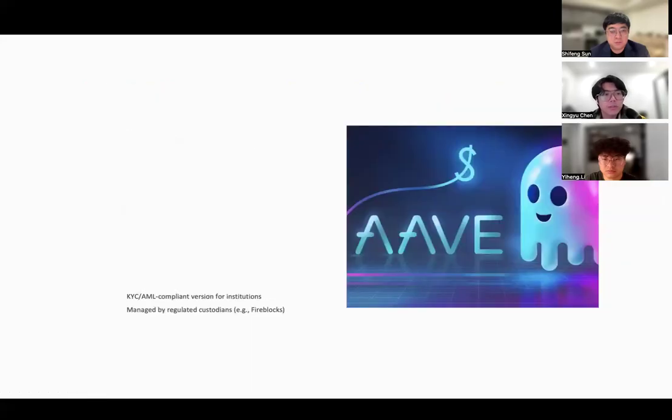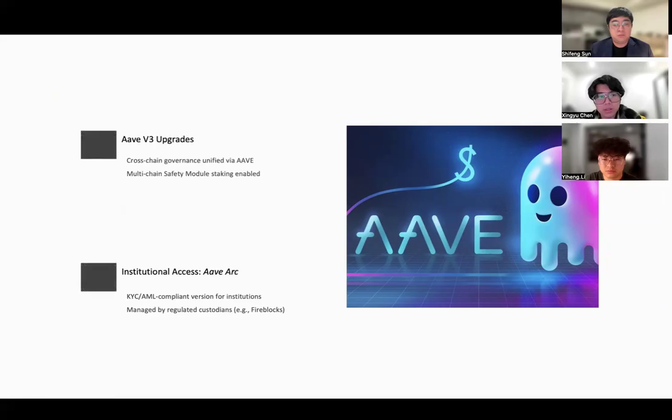So with Aave version 3, these functions have been even further strengthened. Cross-chain governance is unified under AAVE, and the safety module supports multi-chain staking. Also, Aave introduced a permissioned package for institutions that complies with AML and KYC regulations, but still integrates with the token module through regulated custodians like Fireblocks. And next slide.